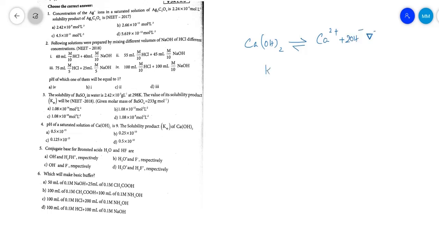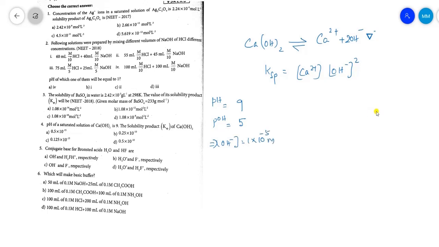The Ksp from concentration is the calcium ion concentration times the OH ion concentration to the power 2. What's the given data? The pH of calcium hydroxide is given. The pH of calcium hydroxide is 9. Therefore, the pOH for the base, we have to account the hydroxyl ion concentration, pOH is equal to 5. Therefore, the OH ion concentration is equal to 1 into 10 to the power of minus 5 M.